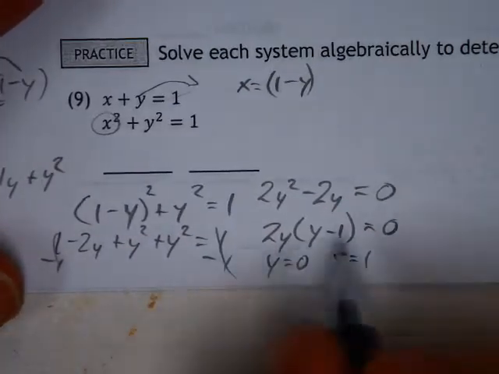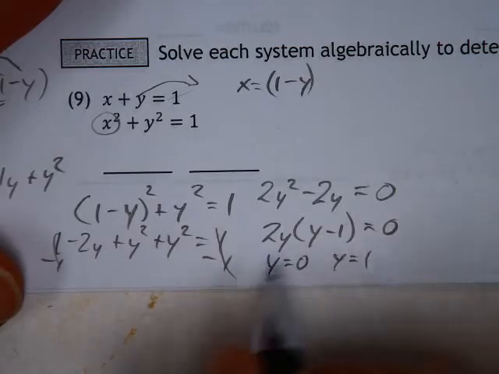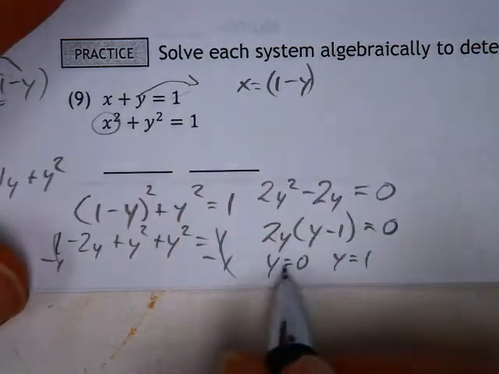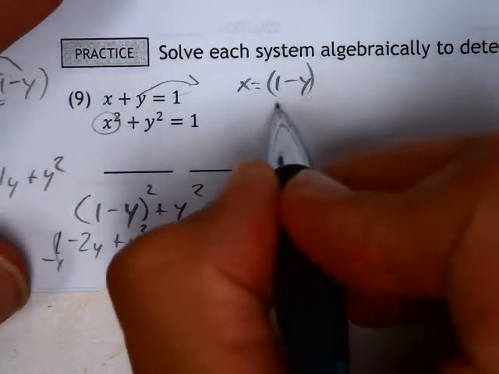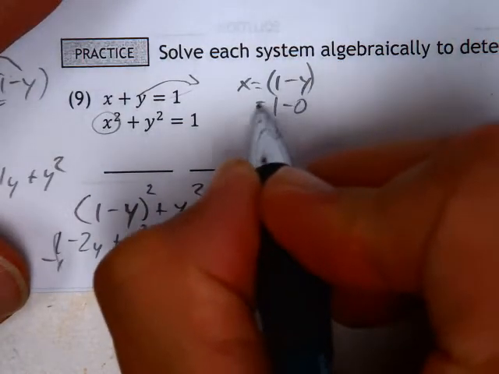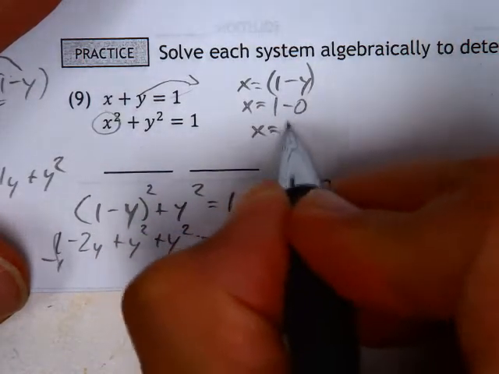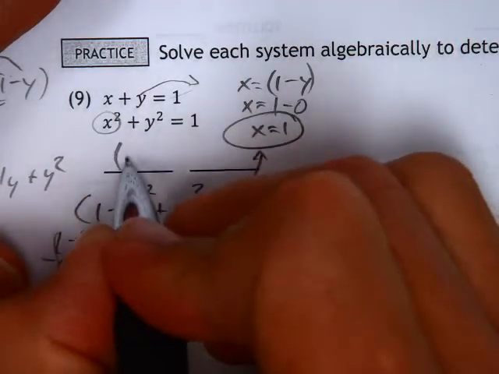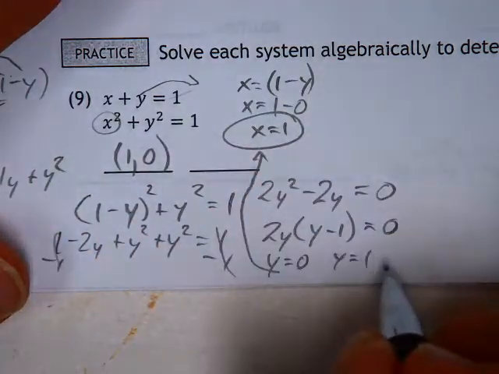Now, those are my y's. I got to plug both of those into here to find out what x would be for both cases. I plug in 0 for y here. 1 minus 0 is x. So x equals 1 when y equals 0. So I got 1 point is 1 comma 0.